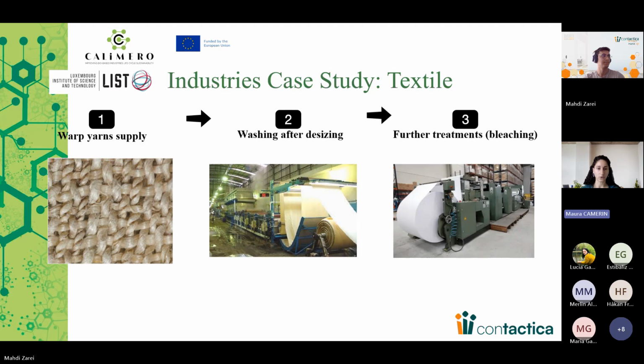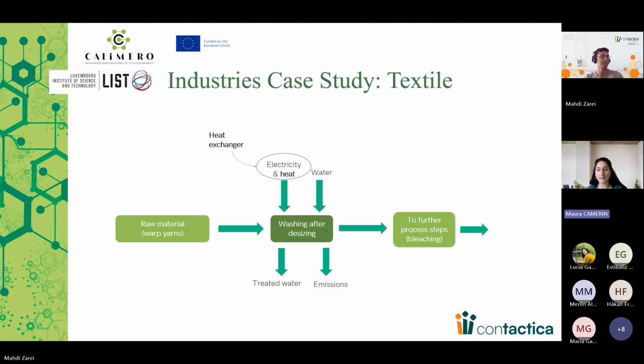So the process on which we focused is the washing after the sizing, which is one of the steps after the warp yarns are supplied to the company, and it comes before further treatments like bleaching. Here is a schematic representation of the process, where we mainly focus on washing after the sizing. This process consists in washing in a big tank that is supplied by cold water from the network, and the process also has energy inputs. Afterwards, the treated water is released to the treatment system.